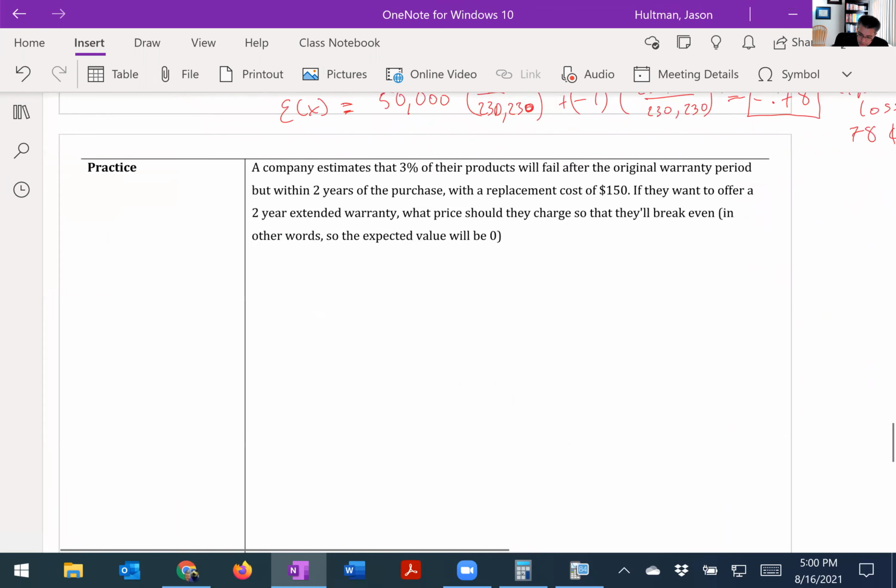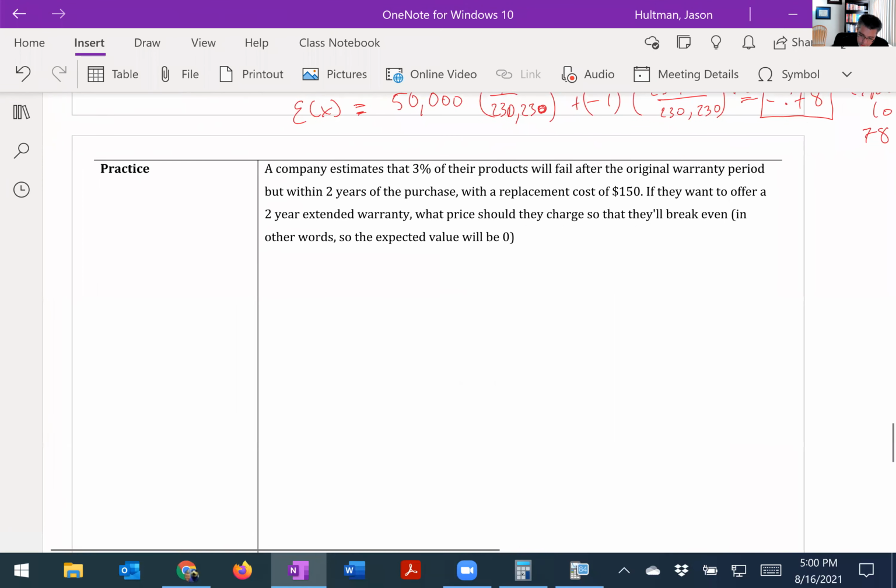Okay, last example here. A company estimates that 3% of their products will fail after the original warranty period, but within 2 years of the purchase, with a replacement cost of $150. If they want to offer a 2-year extended warranty, what price should they charge so that they'll break even? In other words, so that the expected value will be 0.